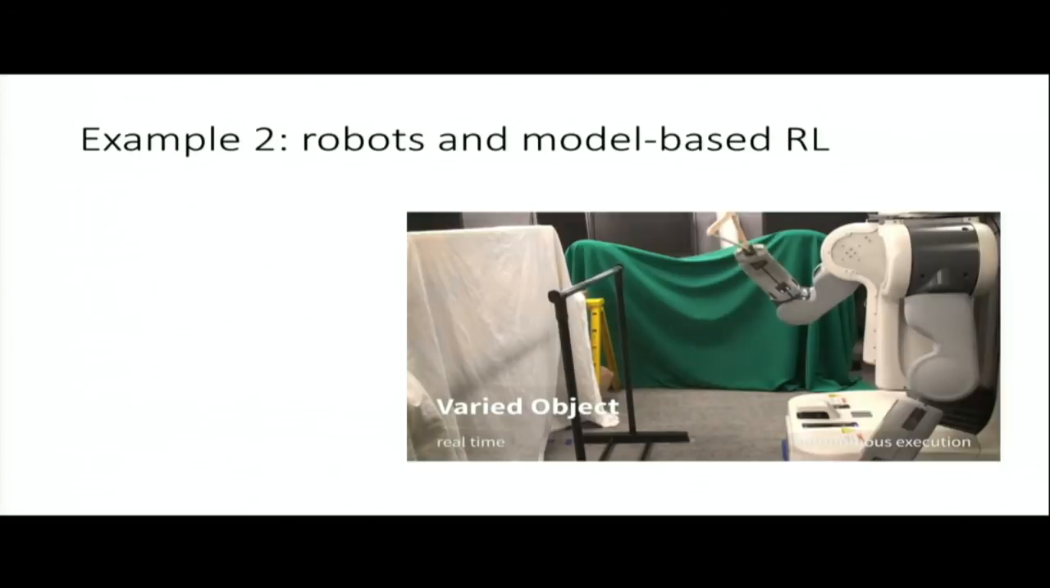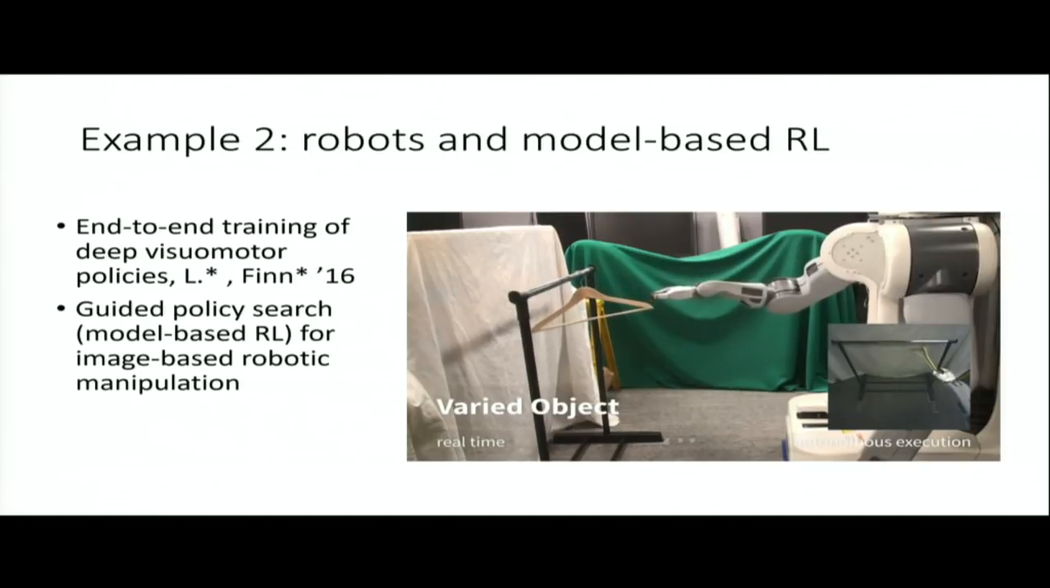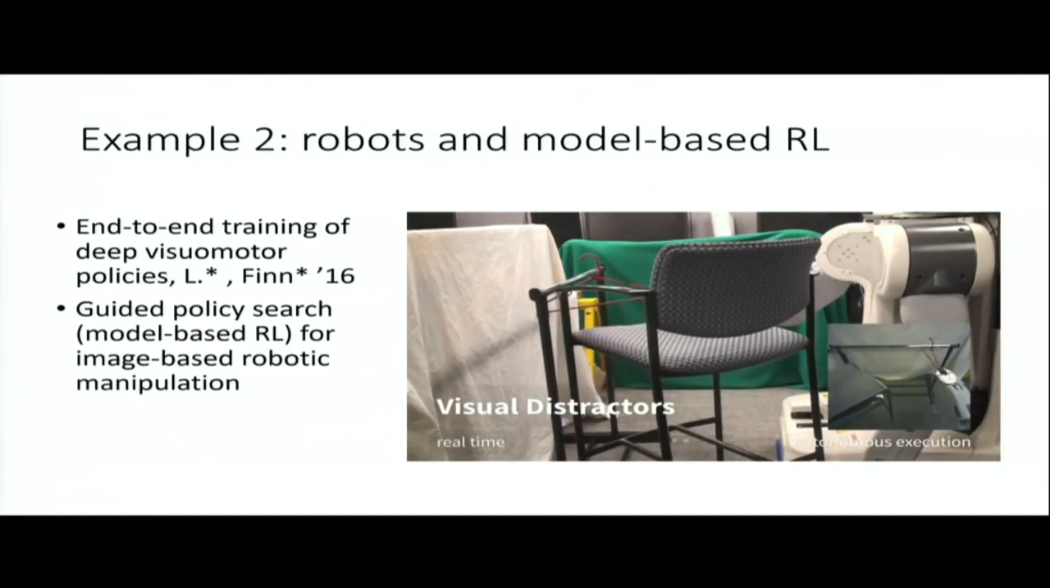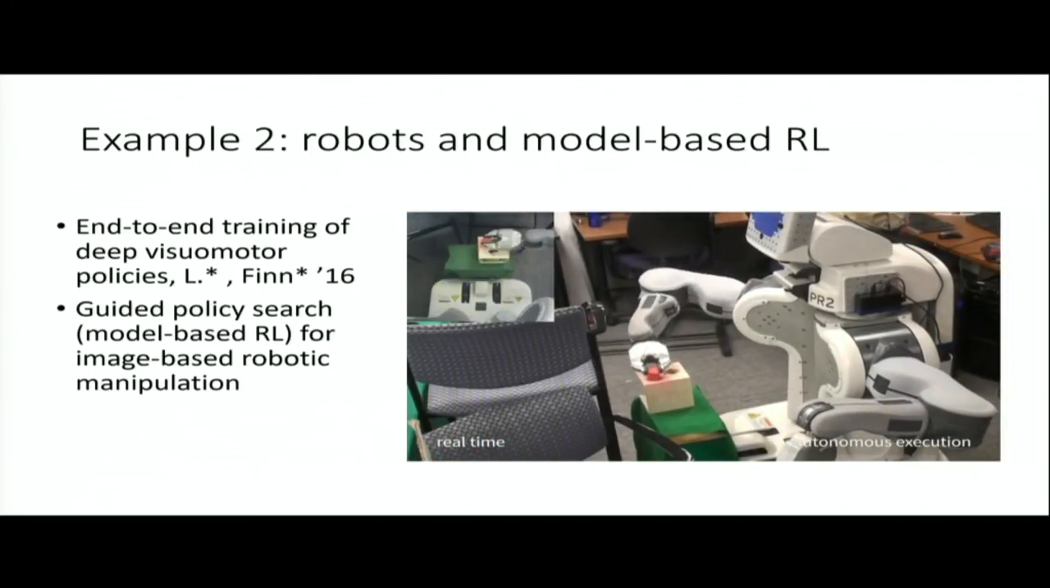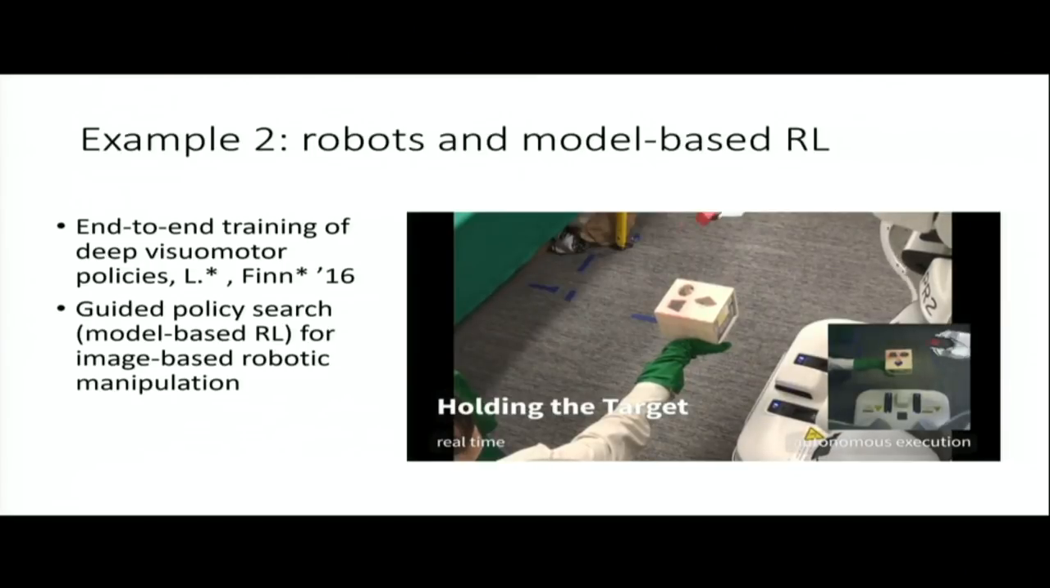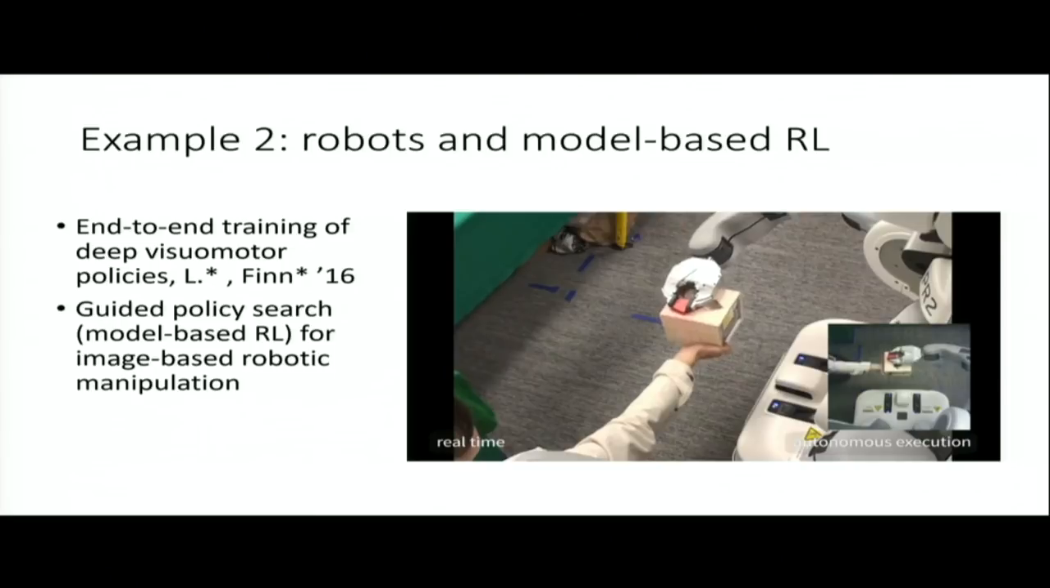Here's an example of a model-based RL algorithm. So this is using guided policy search to do vision-based robotic manipulation. So this algorithm combines learning a policy with fitting local models of the dynamics, and we'll study this later in the course as well to eventually learn policies from pixels for some basic robotic manipulation tasks.